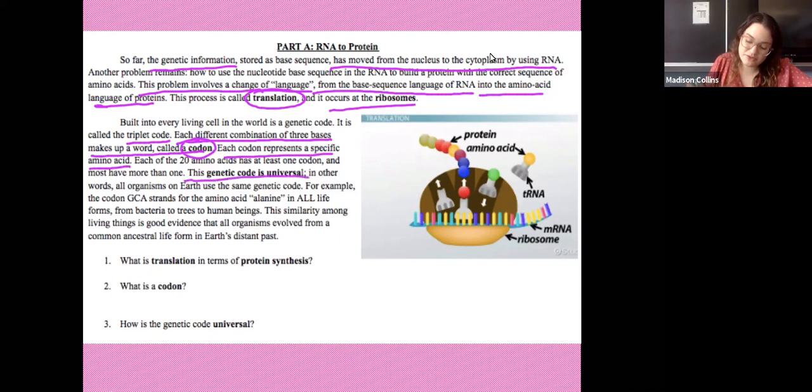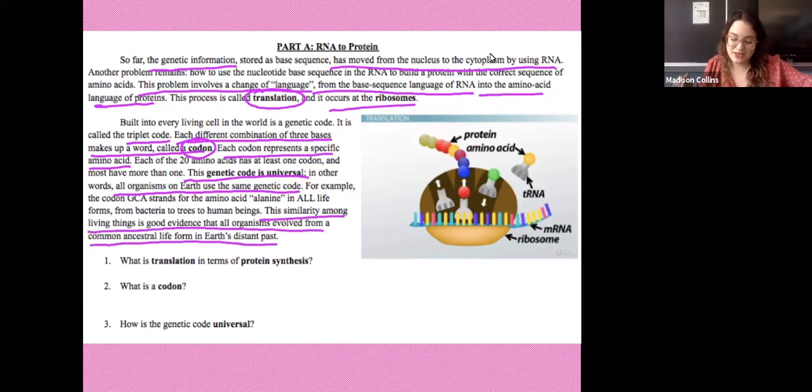This genetic code is universal. In other words, all organisms on Earth use the same genetic code. For example, the codon GCA stands for the amino acid alanine in all life forms, from bacteria to trees to human beings. This similarity among living things is good evidence that all organisms evolved from a common ancestral life form in Earth's distant past. So now, using that information, pause this video, answer questions 1 through 3, and press play when you're ready to review it.